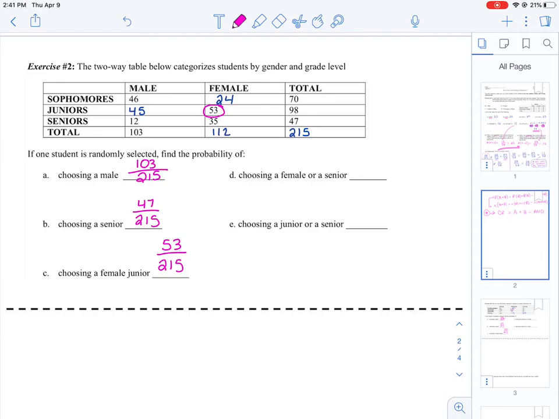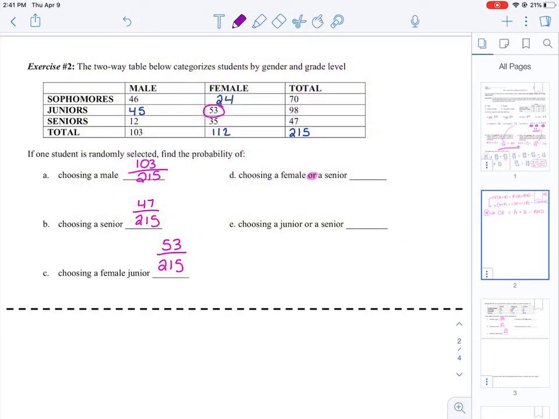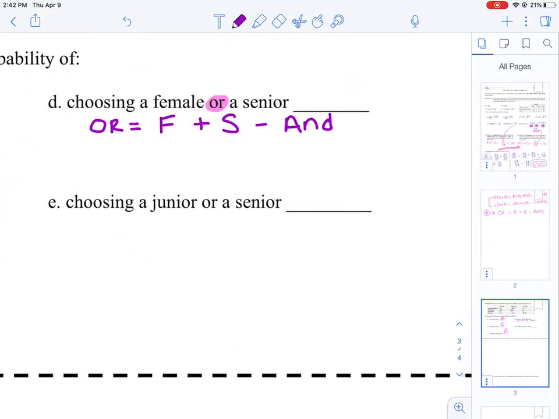Now, D and E are a little bit different. Choosing a female or a senior. As soon as you see this "or," you should be thinking of that formula that we did yesterday and that I just went over today. So to get the "or," I need to do the first scenario, so female, plus the second scenario, and I need to subtract their overlap, so that "and."